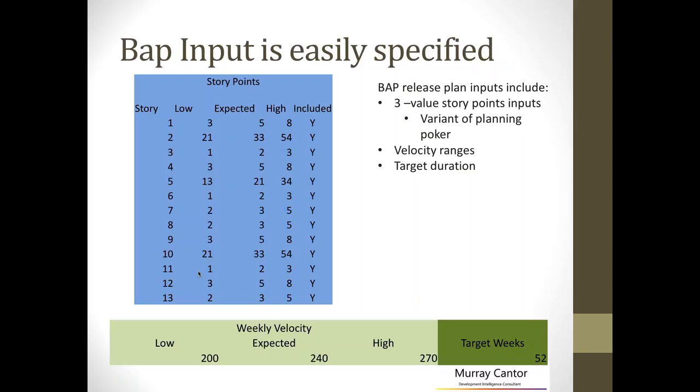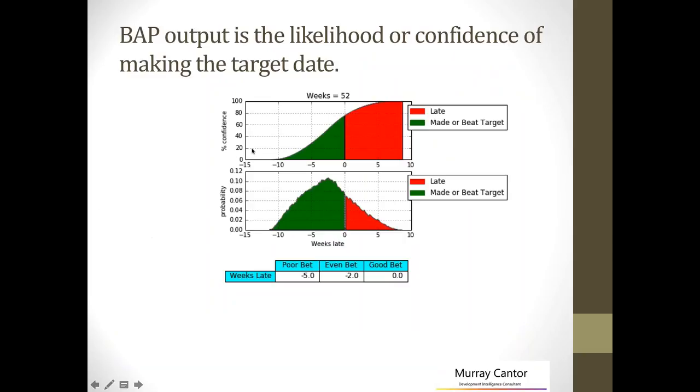So what you're essentially saying is there's no probability that this story is smaller than the small number, and there's no probability it's bigger than the big number. It's most likely equal to the expected number. And you also put in your velocities as ranges. We expect on a weekly basis we're going to get about 240 story points. We expect no lower than 200 and no higher than 270. And then you put in the target weeks, and you get out these charts.